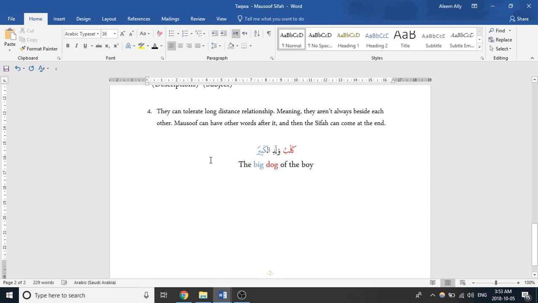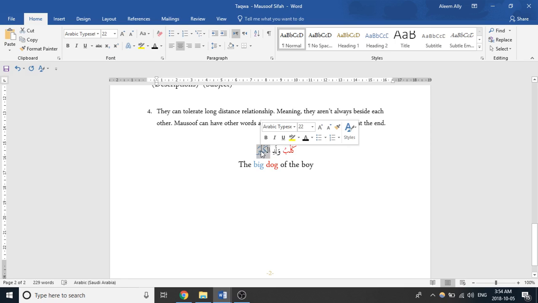Another thing to keep in mind about Mawsuf Sifa is that there can actually be words in the middle. They can tolerate what we would call a long distance relationship. In fact, you can have a mudaf mudaf ilay come right in the middle of a Mawsuf Sifa relationship. So check this out. Kalbu waladil kabiru, the boy of the dog. That's our mudaf mudaf ilay.